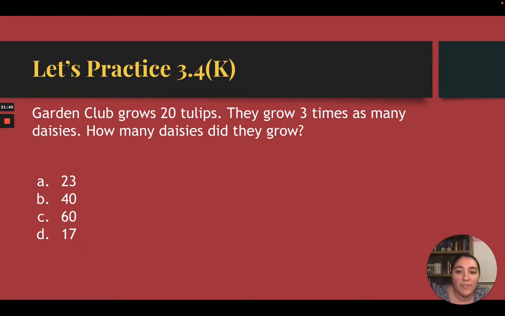All right, second practice question. Garden Club grows 20 tulips. They grow 3 times as many daisies. How many daisies did they grow? I'm going to do the second read, and this time I want you to be thinking about, okay, what operation am I going to be doing? Garden Club grows 20 tulips. They grow 3 times as many daisies. How many daisies did they grow? So we should be thinking about what tells us what operation we're going to do. There's a word in here that definitely gives it away.